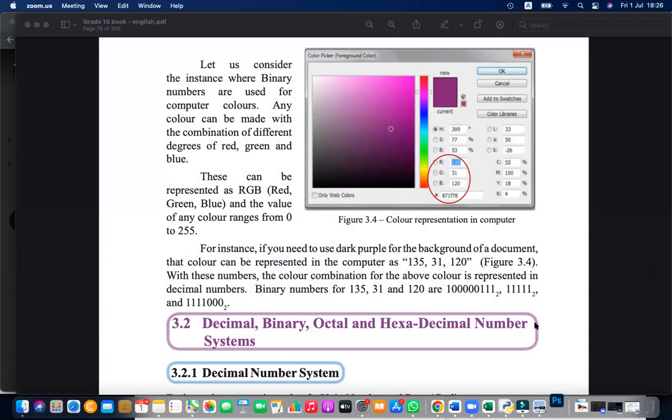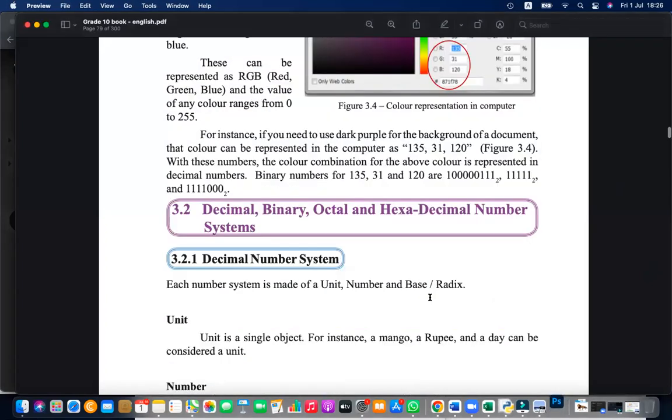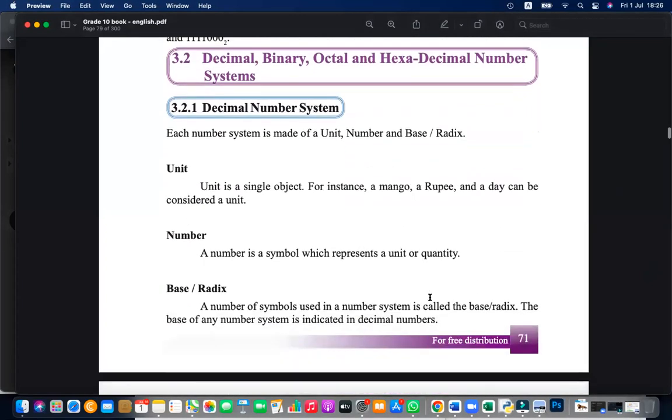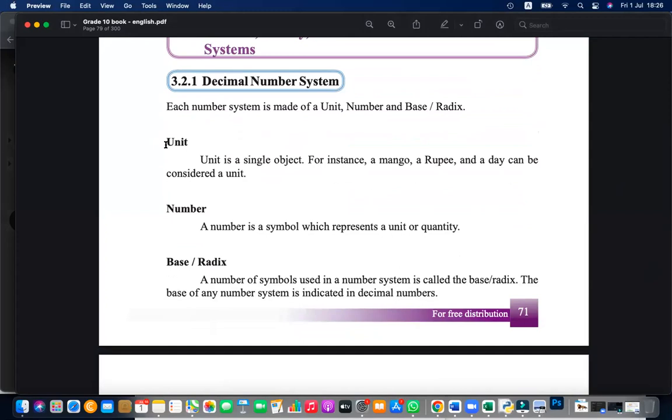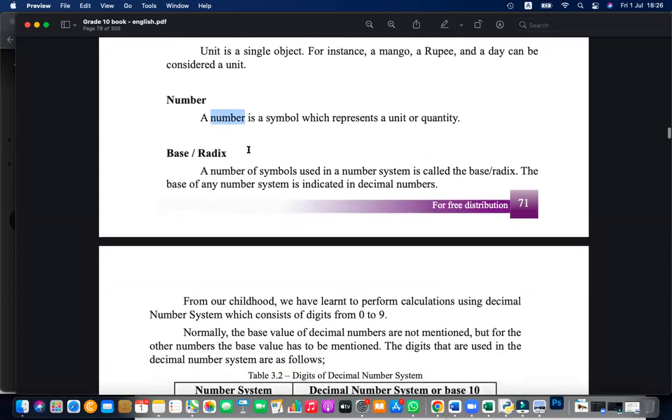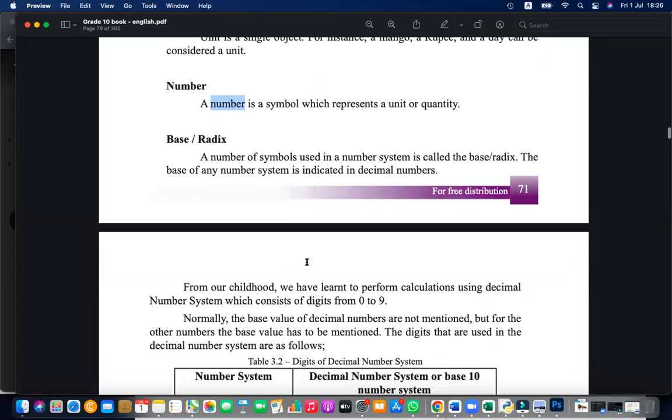So HTML we have used. This color scheme is used in different places. Actually, we learn about unit, number, and the radix or base. Unit is basically how the measurement happens, right? And number is a symbol which represents the quantity. Radix or base is how it forms.